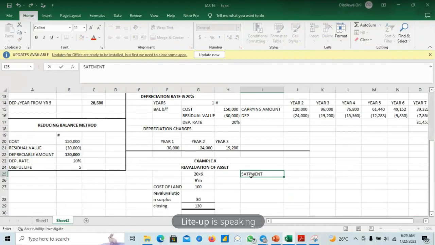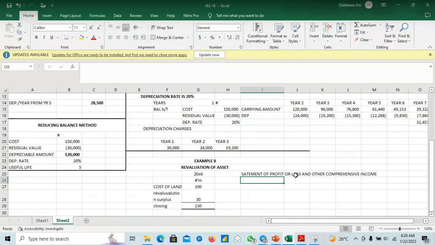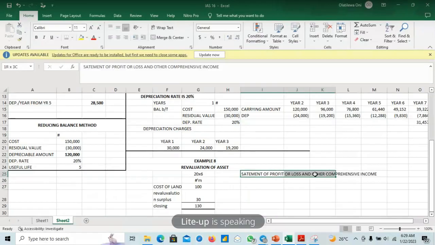Statement of profit or loss and other comprehensive income. This is usually the name for these accounts. This is the name for the account. Statement of profit or loss and other comprehensive income is its original name.